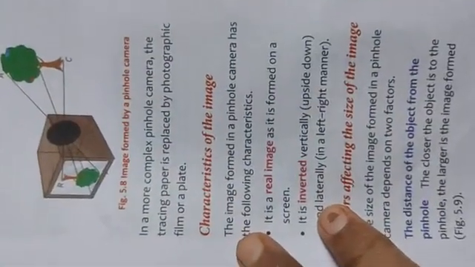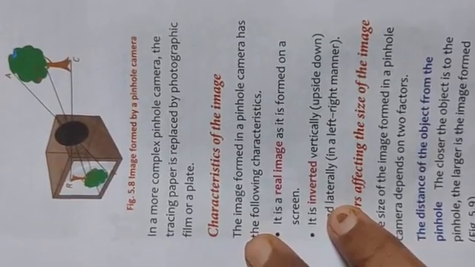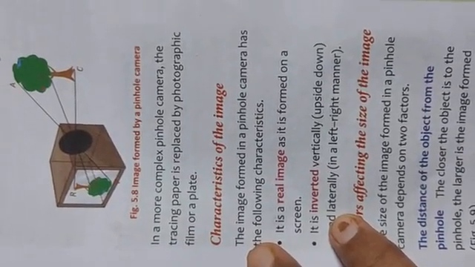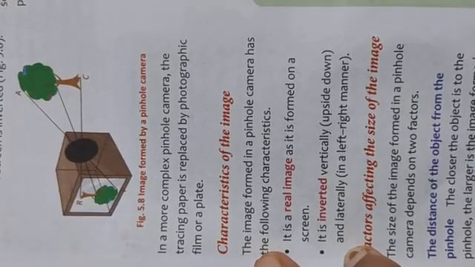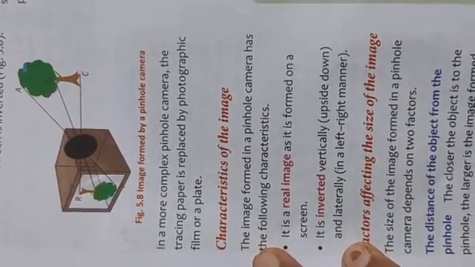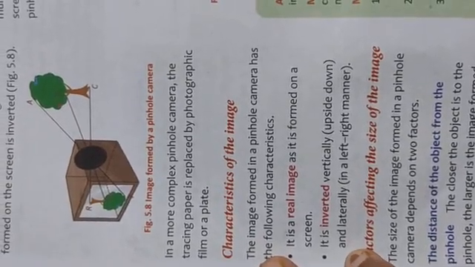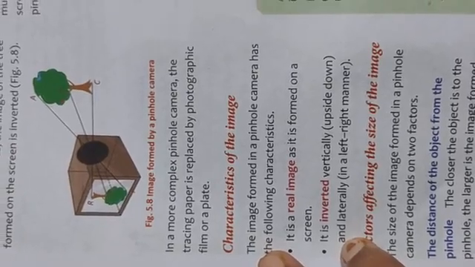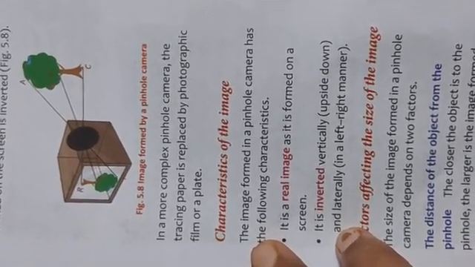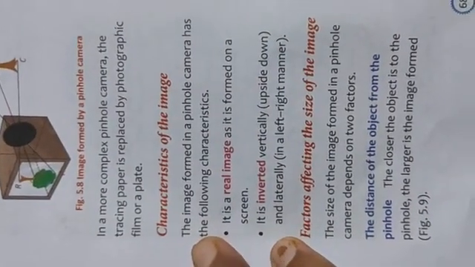So what are the characteristics of the image formed in a pinhole camera? We can say that it is a real image, it is inverted, and it is laterally inverted. Laterally inverted means when you stand in front of a mirror, if you raise your left hand, it looks like your right hand in the mirror. This means lateral inversion. Clear?